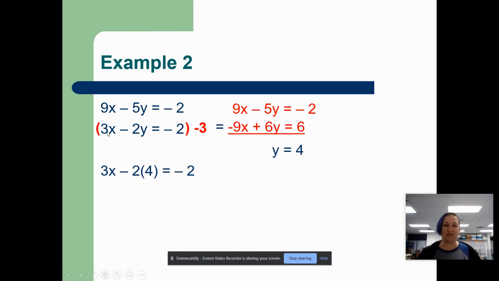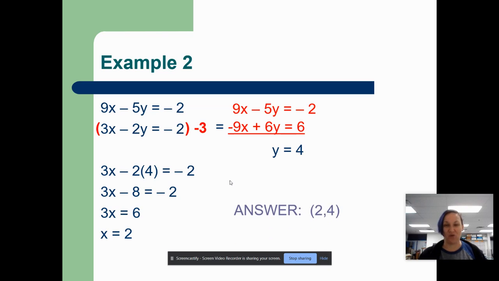I chose the second equation because the numbers were just a little bit smaller, right? I have a 3 and a 2 as opposed to a 9 and a 5. So that's why I chose that one. And then we solve. So negative 2 times 4 is negative 8. I'm going to add the 8 to the other side, and I'm going to divide by 3. So now I have both my numbers. Now remember, this is technically one answer because you're writing it as an ordered pair, which is just a single dot on the graph. So even though you got two numbers, it's one solution. And that solution is 2, 4.